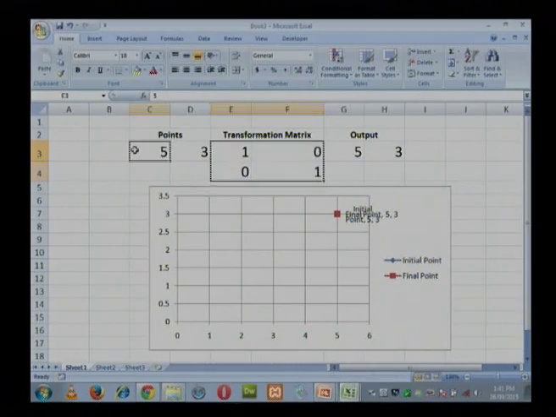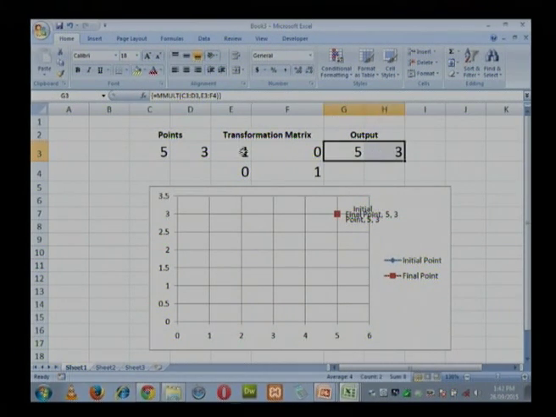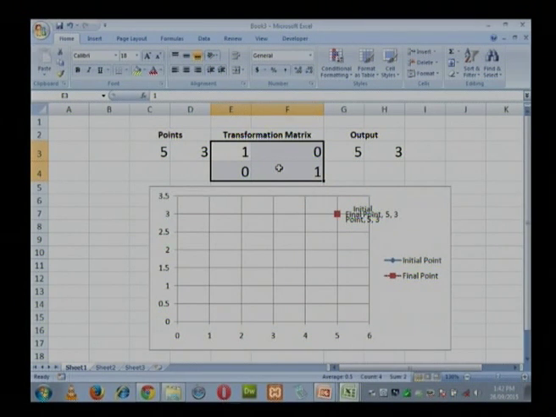see this, it was 5 and 3 and the final output is also 5 and 3, because it is a multiplication by 1 0 0 1, and this type of matrix is called the identity matrix. We learned that the identity matrix does not change the points, the points remain the same.